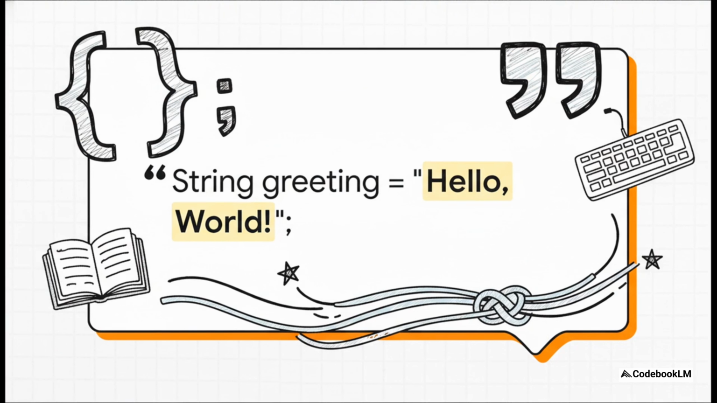Making a string is probably one of the easiest things you can do in Java. Seriously, you just declare a variable of type string, give it a name, like greeting, and set it equal to whatever text you want inside double quotes. And bam, you've just created a string.